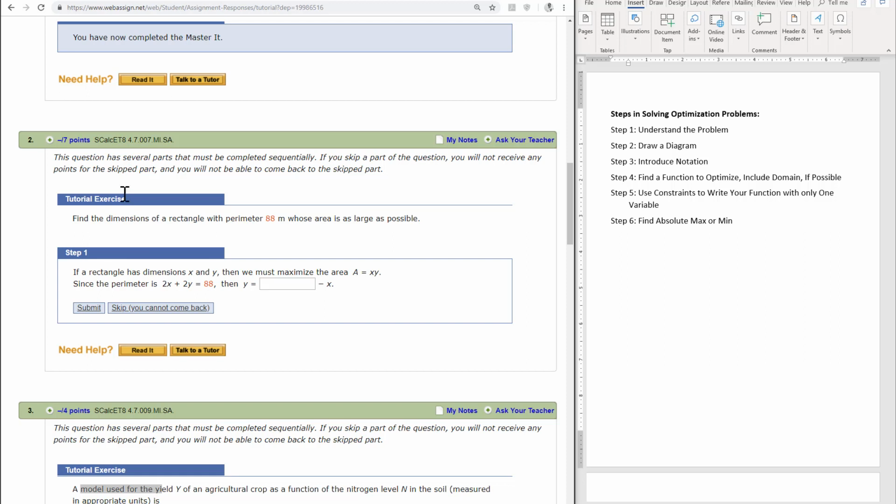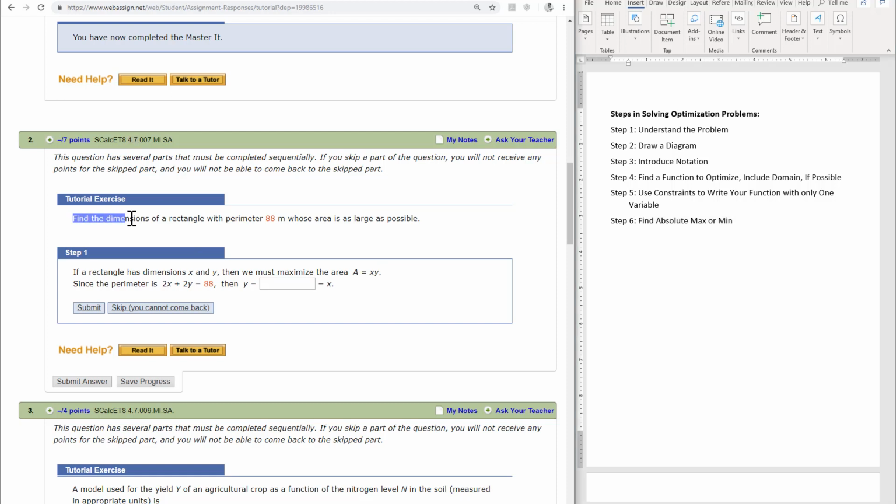Let's take a look at this problem from section 4.7, another optimization problem. And just to remind you, there are steps that you can take to help you solve this optimization problem. We have to understand the problem, draw a diagram, have notation, find a function to optimize. This is where the real gist of it happens. Use constraints to write your function in terms of only one variable, and then find the max or min depending on what you're trying to do.